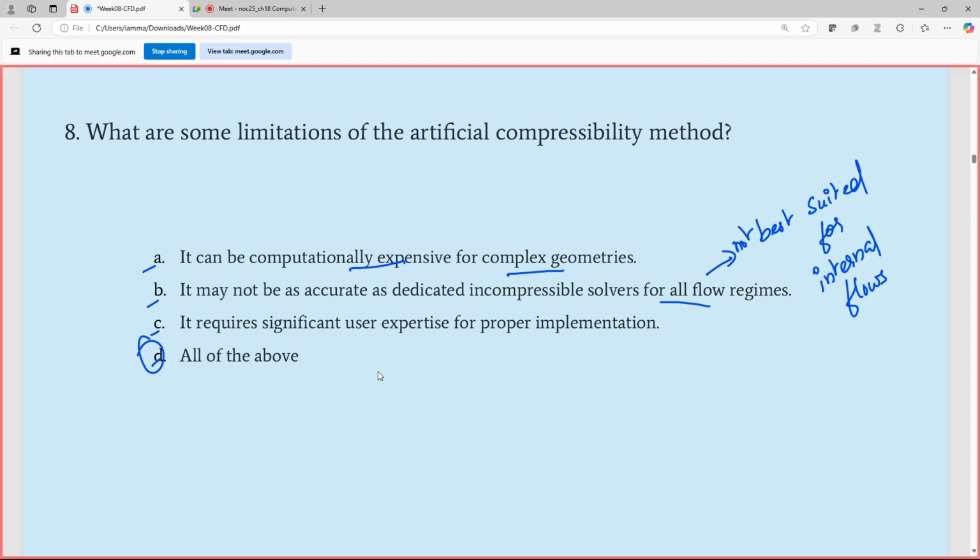Yes, because tweaking the artificial compressibility parameter or artificial density parameter requires skills, because if the pseudo time loop is taking time to converge or it is not converging properly, then it should be adjusted properly so as to get a better, stable and faster simulation process. So all of the options are limitations of artificial compressibility method.